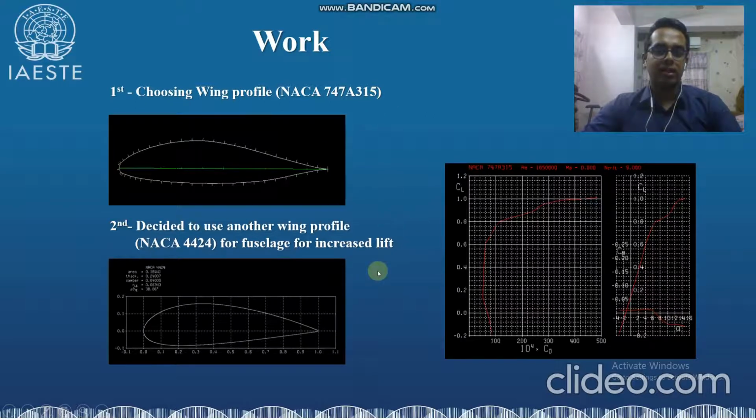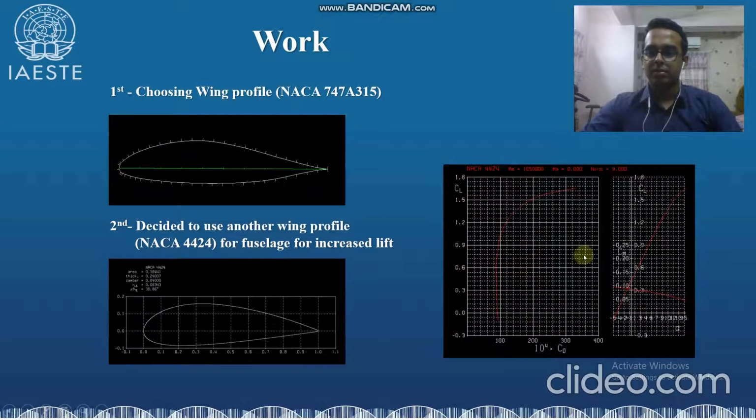Although at first I thought to use NACA 747-A315 for my fuselage design, later on I decided to go for NACA 4424 for the actual fuselage of the UAV, because NACA 4424 has a higher thickness than the NACA 747-A315. So you can also see here the lift coefficient versus drag coefficient graph, and also the lift coefficient versus the angle of attack graph. This is the one for NACA 4424.